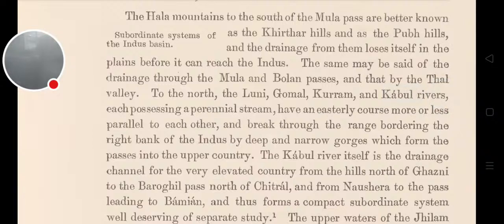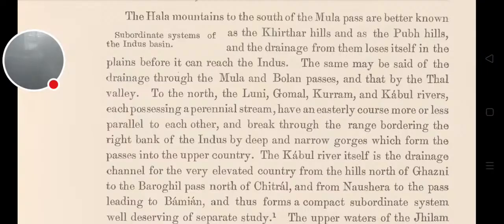Subordinate systems of the Indus Basin. The Hala Mountains to the south of the Mula Pass are better known as the Kirdar Hills and as the Poob Hills, and the drainage from them loses itself in the plains before it can reach the Indus. The same may be said of the drainage through the Mula and Bolan passes and that by the Thal Valley.